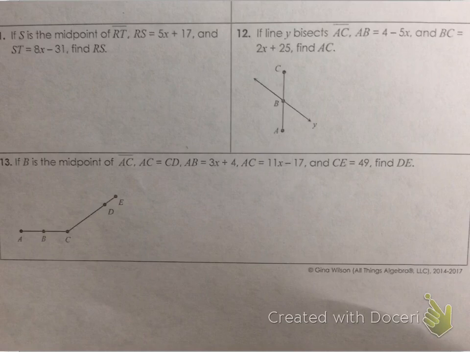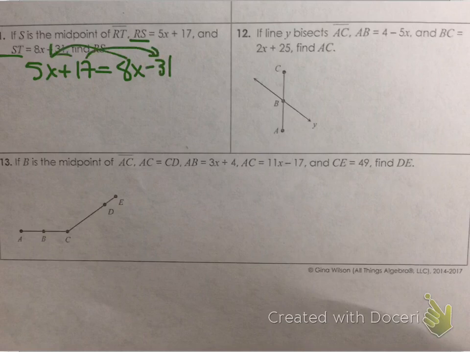Okay, so this one tells me that S is the midpoint, and I've got RS, ST. So that means I don't even need to draw this out. If you notice that S there, so this is 5x plus 17 is equal to 8x minus 31. And then again, variables to the left, numbers to the right. That would give me negative 3x, because 5 minus 8 is negative 3. Negative 31 minus 17 would give me negative 48. And then when you divide, you get x is equal to positive 16.